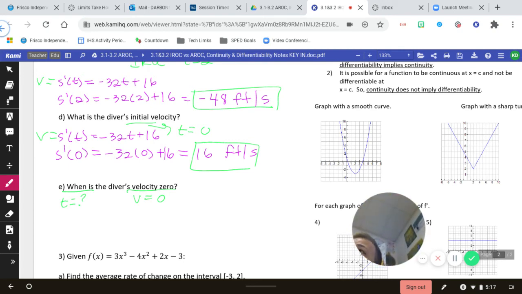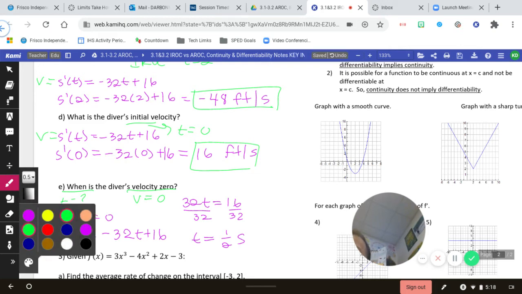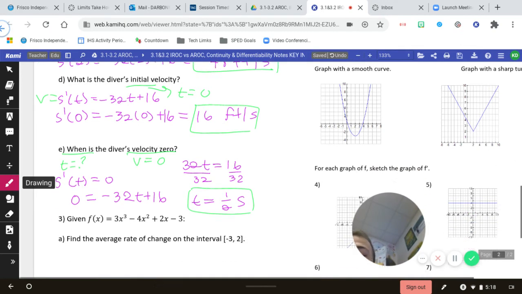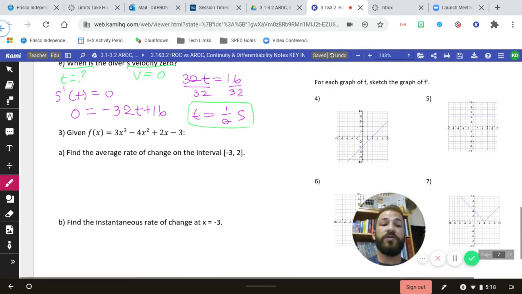I'm going to take my velocity, or my s prime of t equation, and set that equal to 0. So 0 is equal to negative 32t plus 16. Solve that out. We get 32t is equal to 16. Divide by 32, divide by 32, and we get t is equal to 1/2 second. So a half second up into the air is when our velocity would be equal to 0. All right, y'all. I'm going to let y'all do 3 on your own real quick.